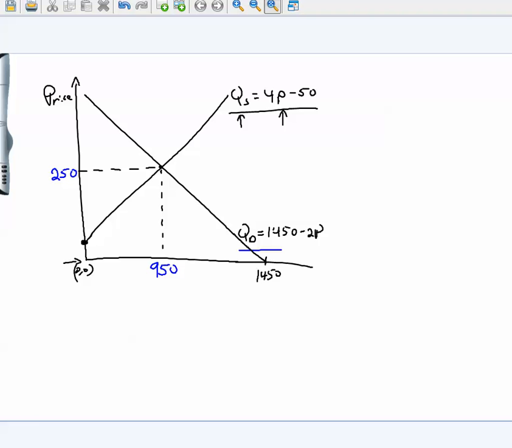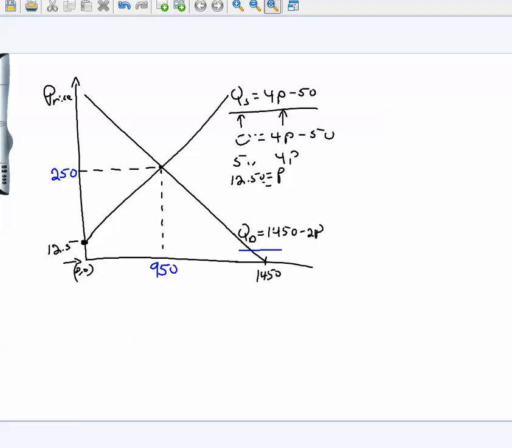Now the way to find that is you just set the quantity supplied equal to 0 and you figure out what the price would be. So adding 50 to both sides and dividing through by 4, I get P is, I think that's 12.5. So this number right here is 12.5.